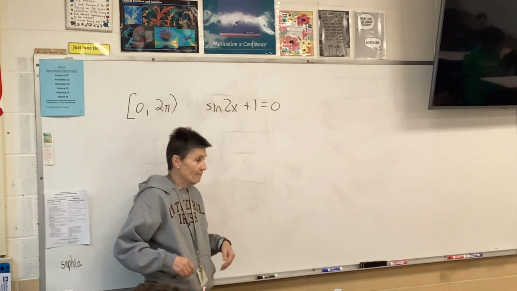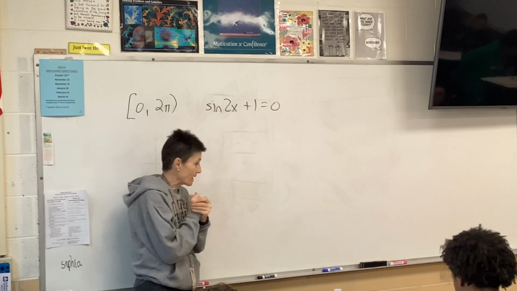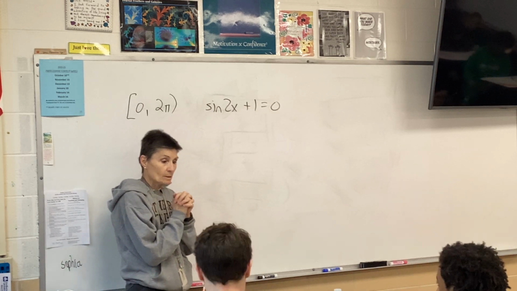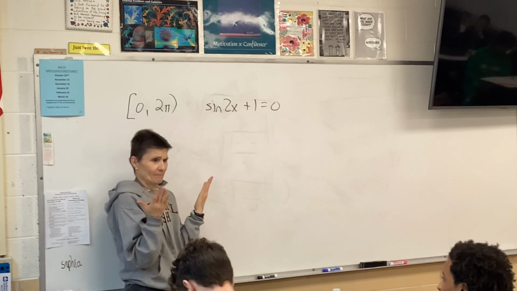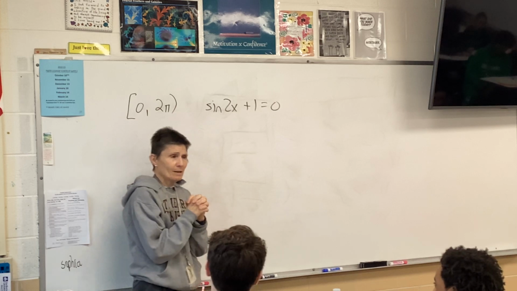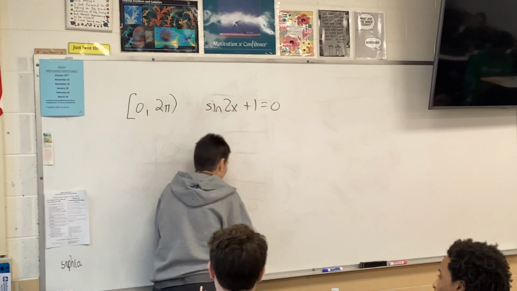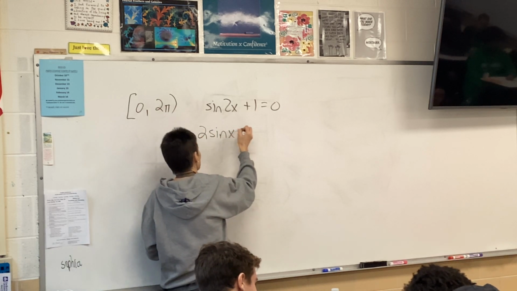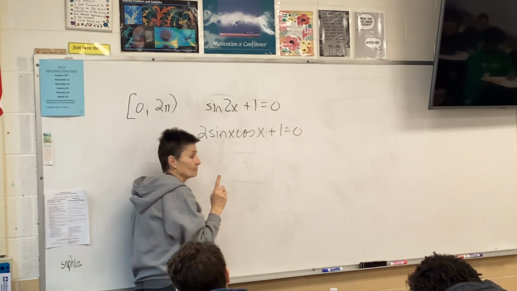I know if I were you, I know what would be going through my mind right now. What is going through your mind? 2 sine cosine. Yes, that's what's going through my mind too. Oh yeah, I think I did this. However, this is going to be problematic.